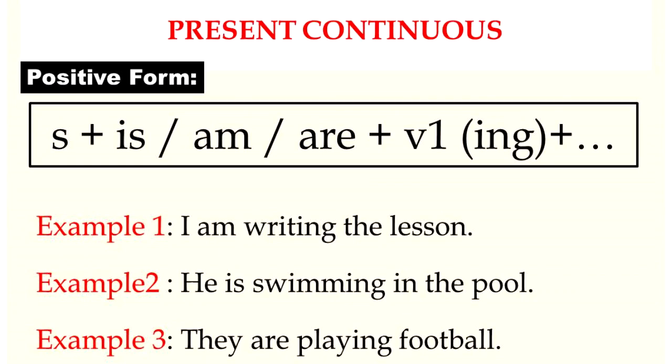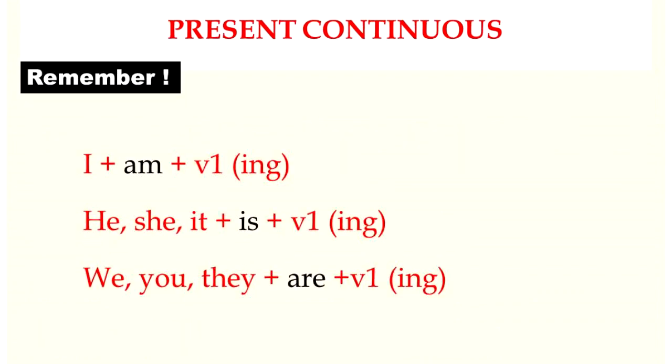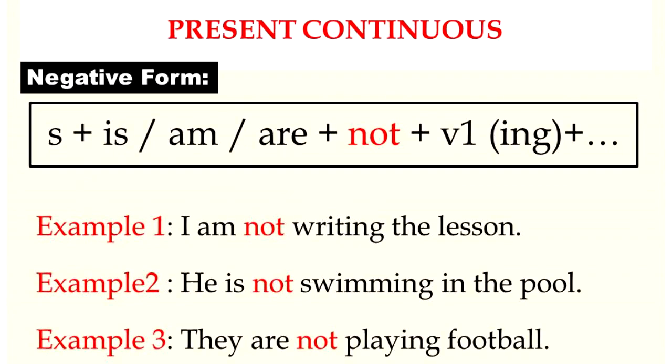So, do you want to make it a negative form? Easily, everyone. It's easy to make the negative form. But before that, the teacher just reminds you again, everyone. If we use I, we use am. We use he, she, it with is. We use we, you, they with are. Okay, so remember.